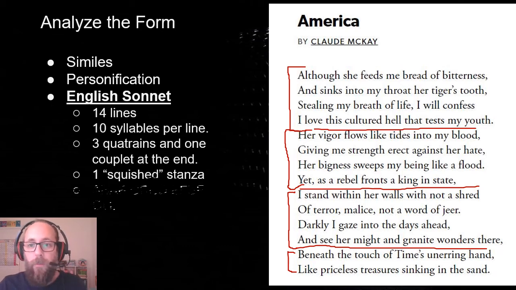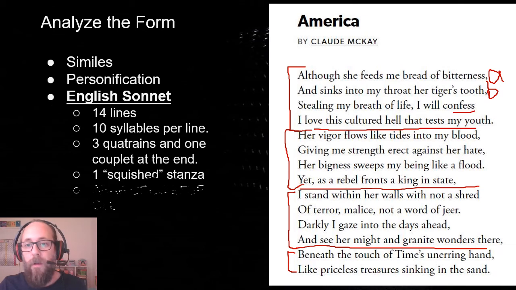So let's look at this word, bitterness, rhyme scheming here. Bitterness is my first rhyme, so it gets my first letter, which is what? A. Ugly giant A. The next word is tooth. Bitterness and tooth, do they rhyme? No. So this is a new rhyme, so it gets a new letter. B. Boop.